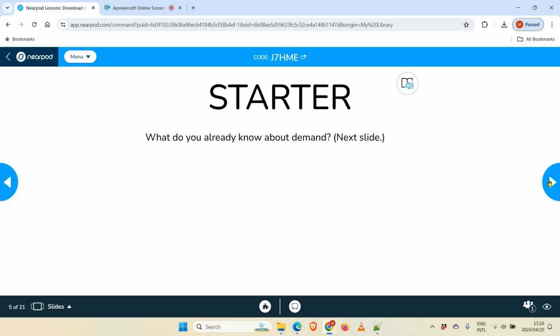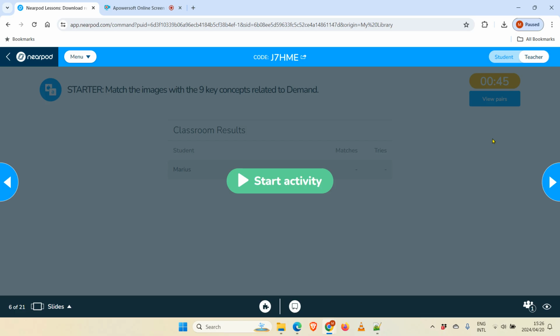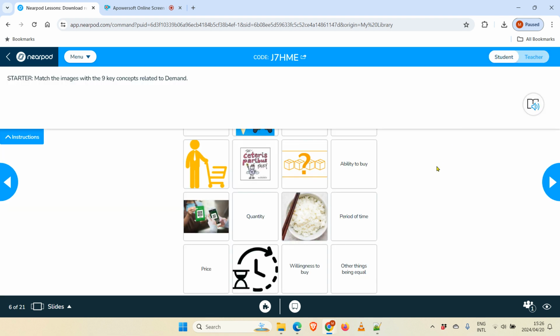Okay, our starter activity is where I want my students to find out what they already know about demand. And this is in the form of a matching task. A matching task where they're given images and 9 key concepts related to demand. Now, this is what the teacher's screen will look like. There's a time allocated for this starter activity. The teacher will press the starter button and then the activity will start.